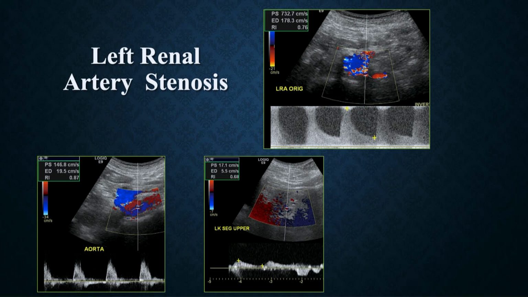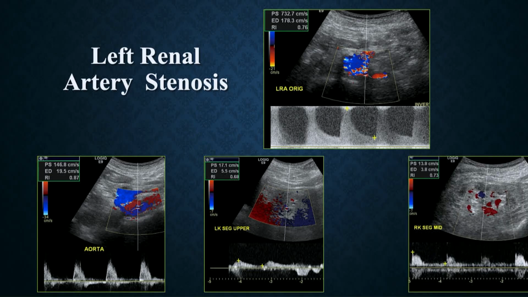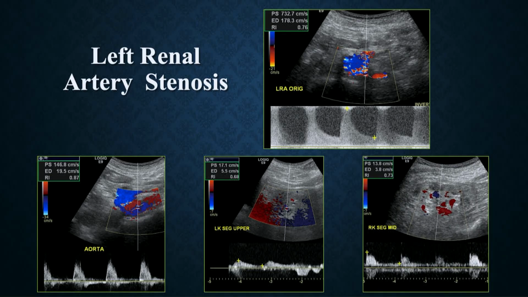Here's a patient that has a left renal artery stenosis. Again, here we have a velocity over 700 centimeters per second at the site of the stenosis. Compared to the aorta, it's less than 150. Obviously, a very high ratio. And we have tardus waveforms in the left hilum. Compare it to the contralateral side. I know some people sometimes struggle.